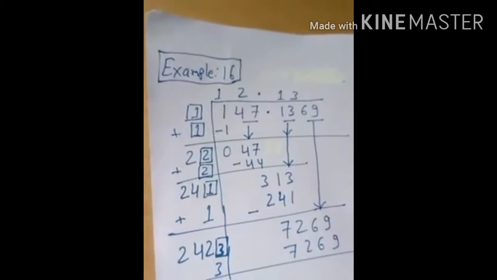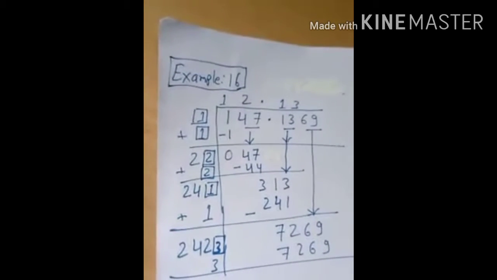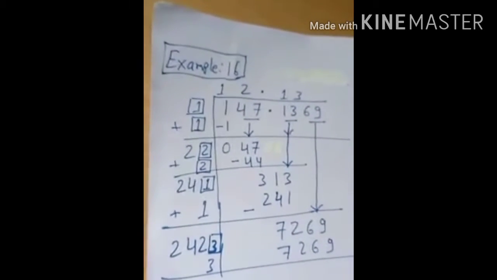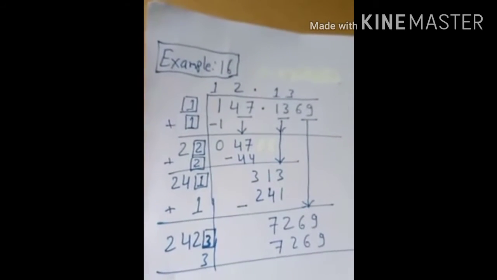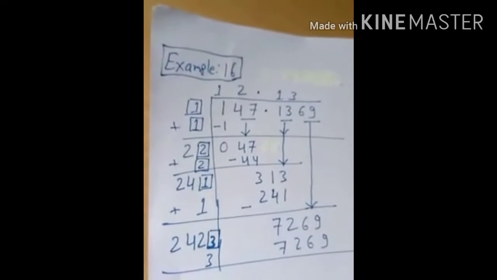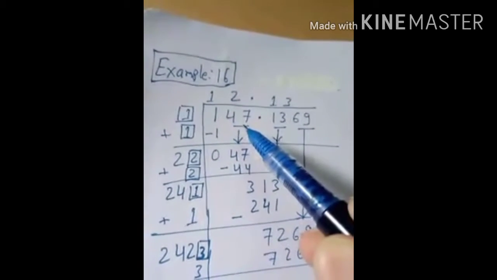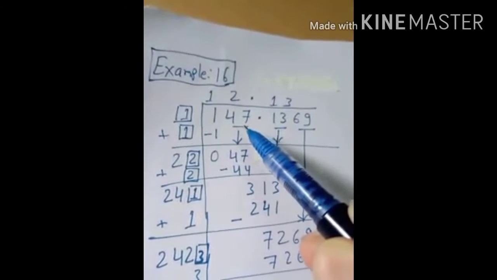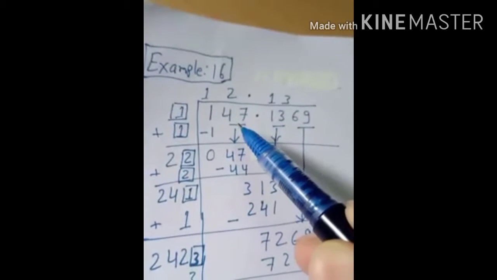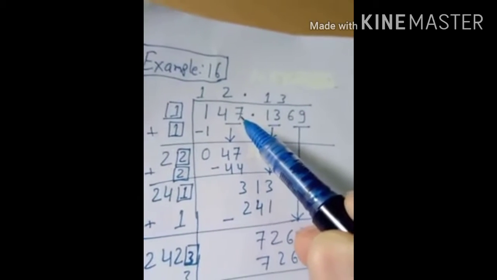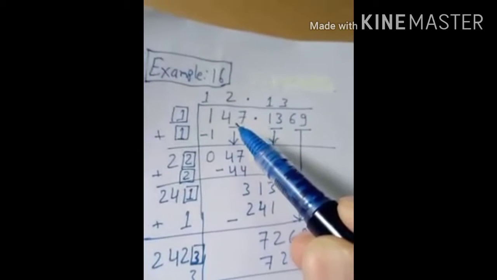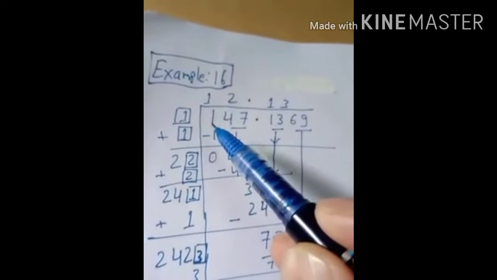Good evening, students. Today I am explaining how to find the square root of decimal numbers. You see the example 147.1369. I am explaining on the page. First of all, as per the rule, in the whole number side we will make pairs starting from the unit place. So it is 47 and 1.